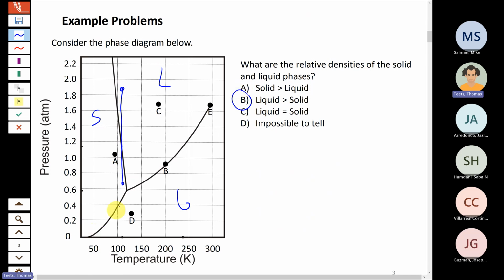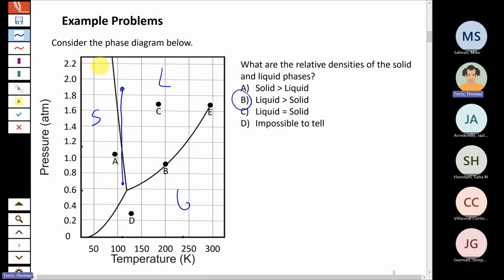You won't really ever see the slopes of these other two lines varying, because the gas phase is always going to be the least dense for reasons we talked about in chapter 8. The molecules are spread far apart, not in contact with each other anymore. So your gas phase is always the least dense phase. So you're going to have a positive slope for the sublimation line, and a positive slope for the vaporization line.